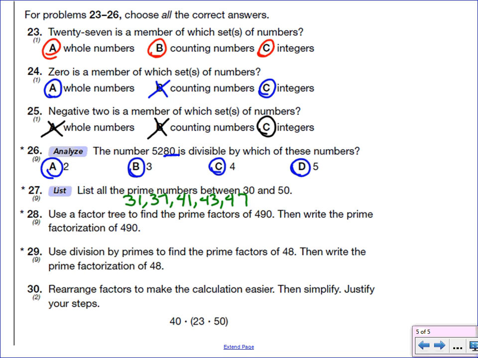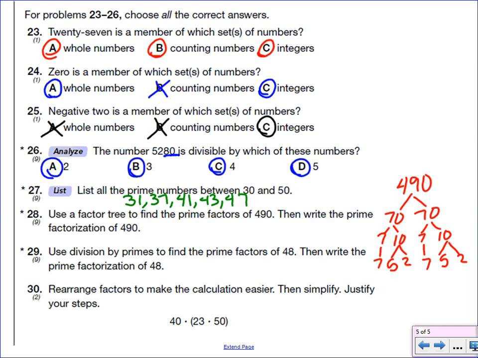Use a factor tree to find the prime factors of 490. So we start with 490. So I could do 70 and 7. And then 70 would be 7 and 10. And then 10 would be 5 and 2. So the prime factorization is 7 squared times 5 times 2.